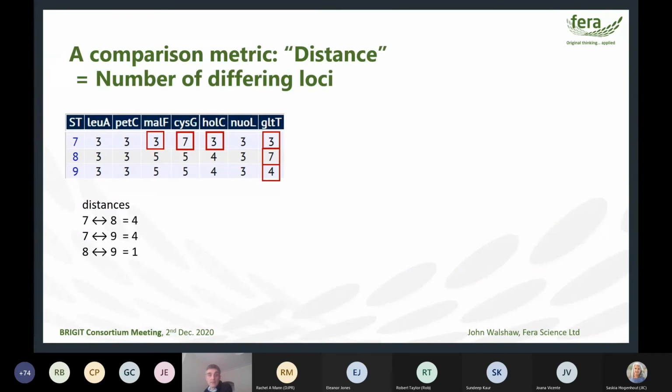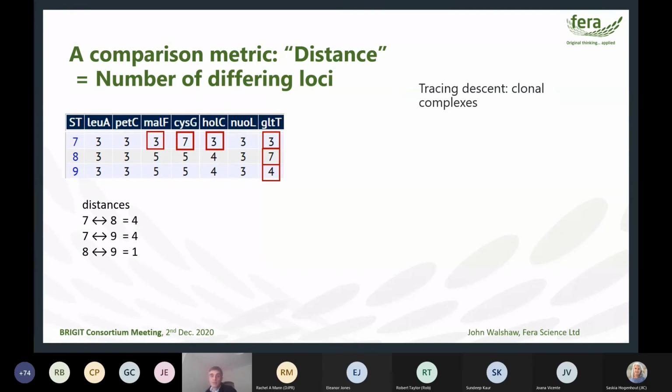And these data can be used in different ways, but a very simple metric is what I'll refer to as the distance, and that's simply the number of loci at which the core genes differ. So in this simple example, we've got distances of 4 and 1 and 4 loci, and as we've seen, a distance of 1 could be down to a single nucleotide difference.